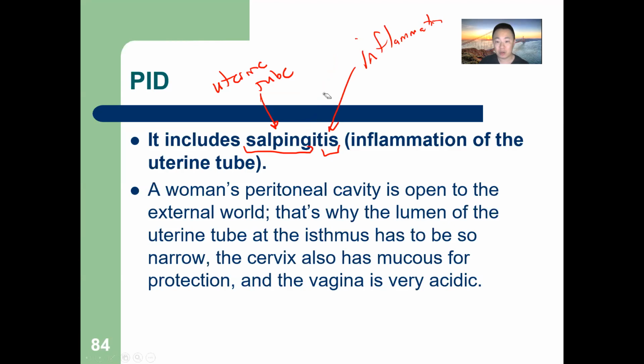Now, a woman's peritoneal cavity is open to the external world, and that's why the lumen of the uterine tube at the isthmus has to be so narrow. The cervix also has mucus for protection, and the vagina, of course, we know, is very acidic.